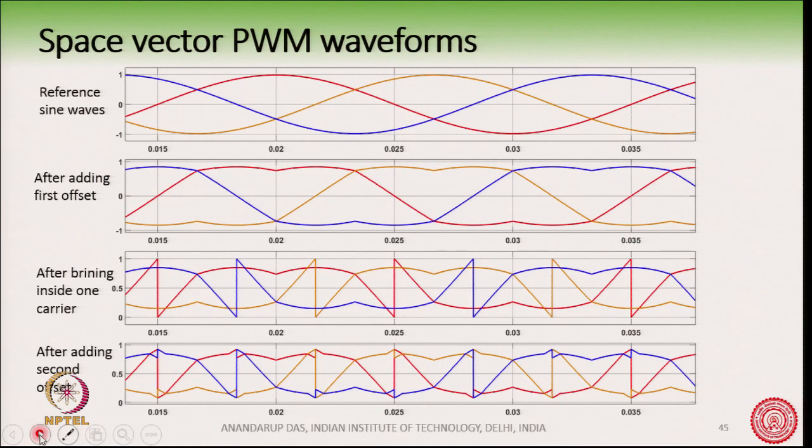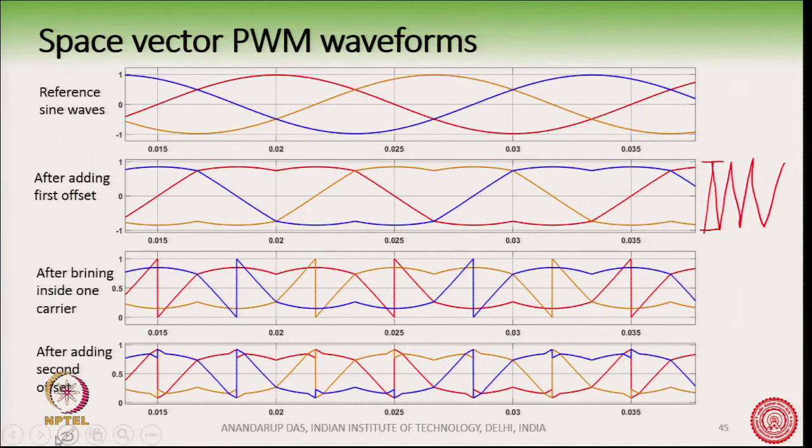So, first let us start with these reference sine waves. Okay. As you can see here, 3 sine wave references. We give the first offset. What we did in a conventional voltage source converter, after adding the first offset, which is nothing but V max and V min divided by 2, is that this is like the middle of the carrier. The carrier is not shown here, so I can draw it for understanding. The carrier is here between +1 and -1, the high frequency carrier.